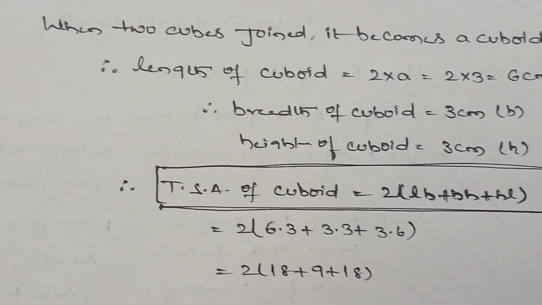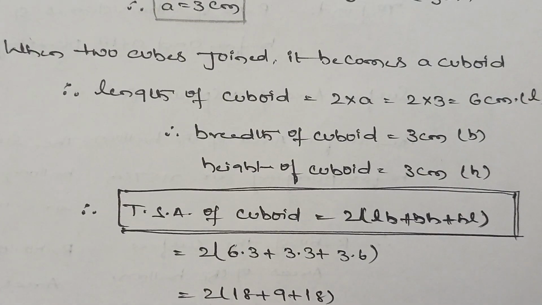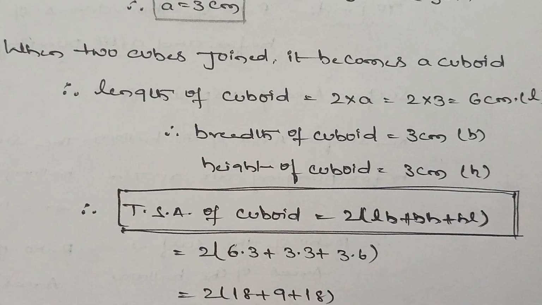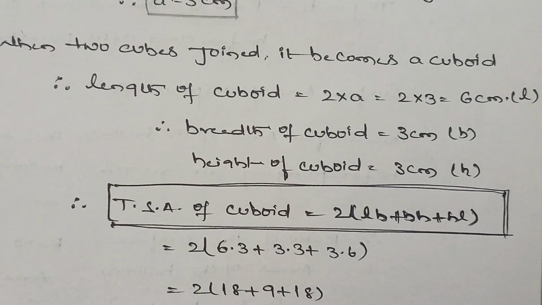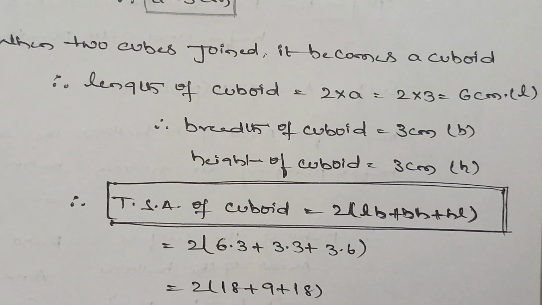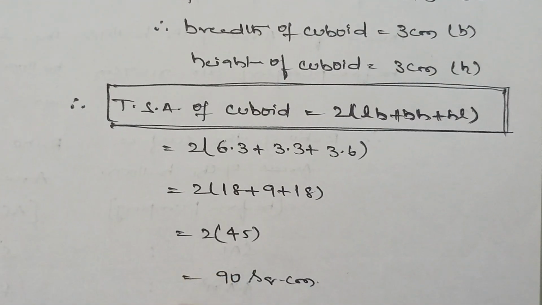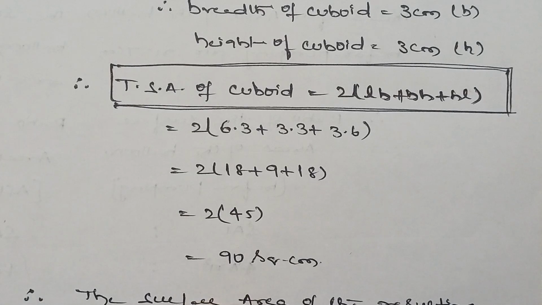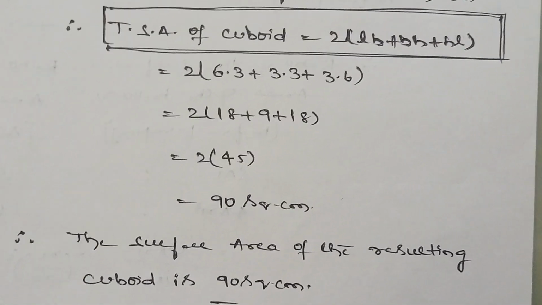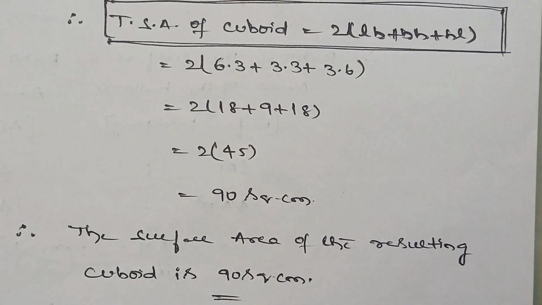So then what is the TSA of a cuboid? TSA of a cuboid is 2 into LB plus BH plus HL, right? So substitute the values, students. What is L, what is B, what is H? Okay, now after substituting we get 2 into 45, students. It becomes 90 square centimeters. Therefore, the surface area of the resulting cuboid is 90 square centimeters. Okay, I hope you understand this sum.